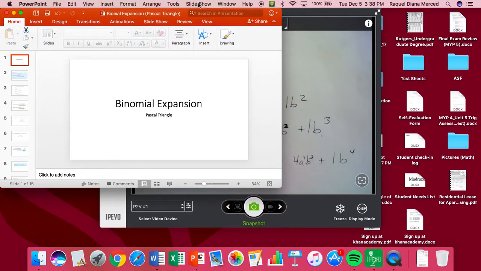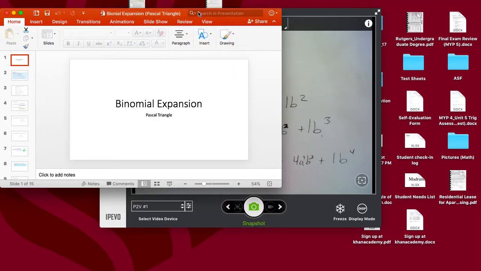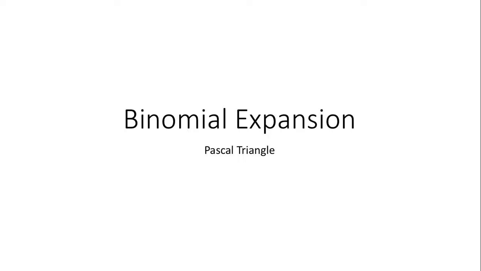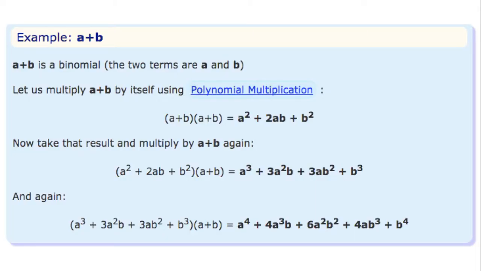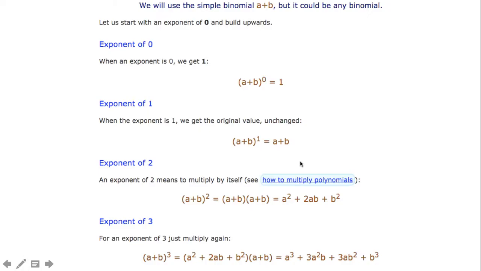So with regards to this PowerPoint, binomial expansion, here is an example, and this is actually the example we did, the a plus b. If you multiply it out, the first one here, the a plus b, was the one getting squared. This is what you get. Then you take that last result and multiply it one more time, and that's a plus b to the third. Then do it again, and that's a plus b to the fourth. We talked about that in the last video.